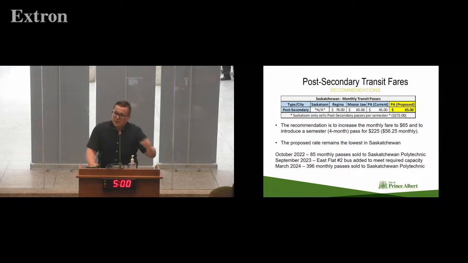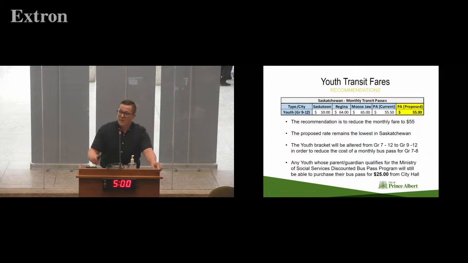Next is post-secondary transit. The recommendation here is to increase the monthly fares from $45 to $65 with a semester-long option for $225. What's of note here is in September of 2023, we had to add an East Flat number 2 bus in order to meet the capacity needs, particularly of Sask Polytech School. As we can see there, we had a 366% increase in monthly passes sold in a 1.5-year period. So in order to maintain this bus service, we want to bring up the passes to $65, which would still be the lowest price in Saskatchewan for a post-secondary pass.